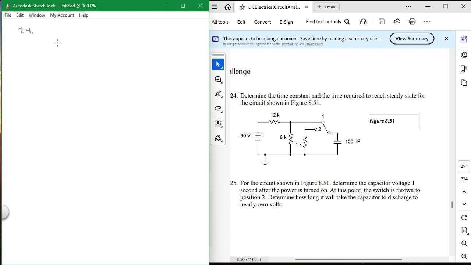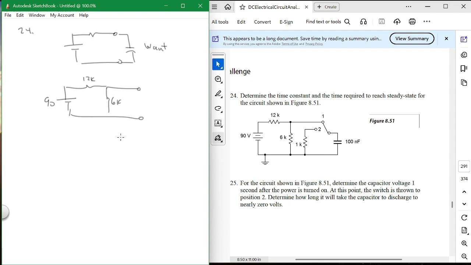So 24 is Thevenize this circuit up to this point, because this is not what you want. You want this. Add the capacitor. That's what you want. What you got is something else. That makes sense? So when you flip the switch to position 1, you don't have this, you have this. But what you actually have here is this: 90 volts, then this 12K, and then this 6K, and then you've got this, okay? Makes sense?